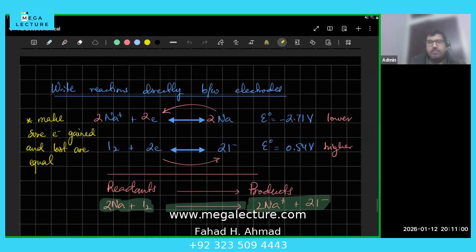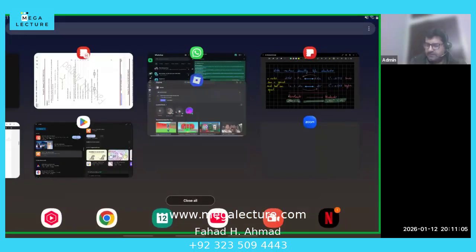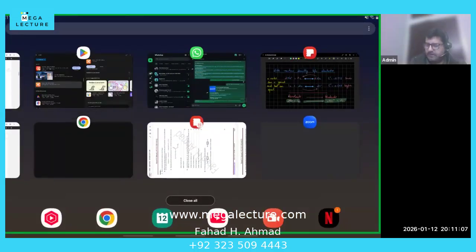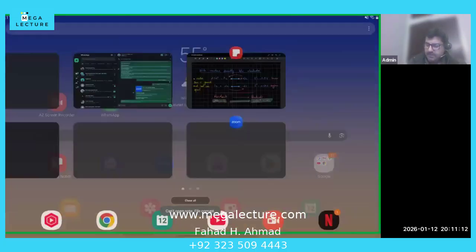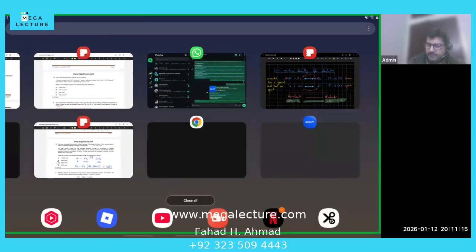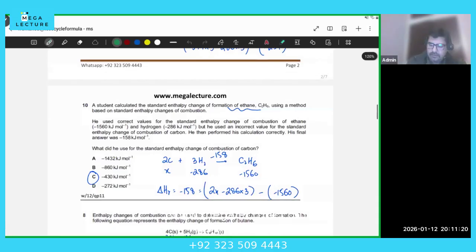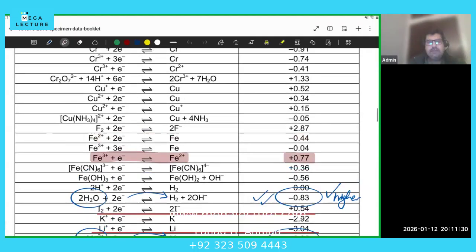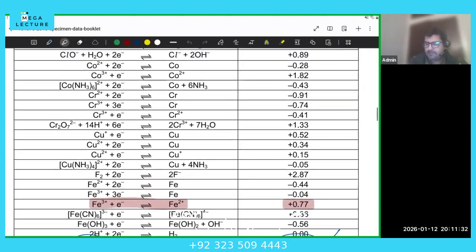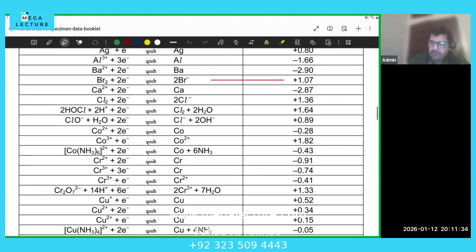And here I'm going to show you that all these electrode reactions are written. They'll be given next to the question. Open this up. So they're going to be given next to the question. Where's the data book? These tables would be given and printed next to the question. So you pick any one and you would know which one is going to gain electrons.